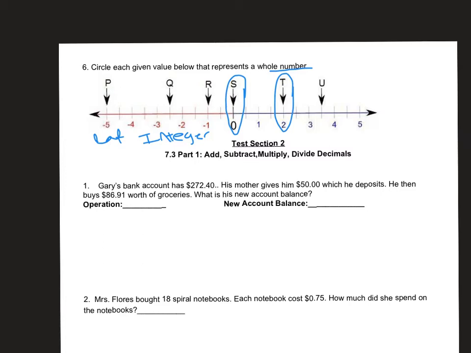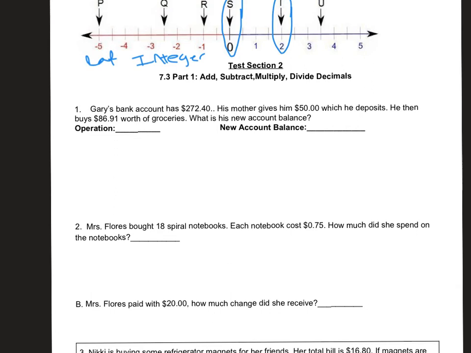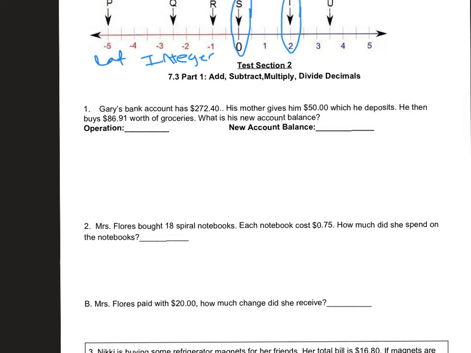All right, on this next section of your exam, you're going to have to add, subtract, multiply, and divide decimals. So remember, we line up, we bring our decimal down according to our video. So Gary's bank account has $272.40. His mom gives him $50 and he makes that deposit. Remember, we talked about that being like a piggy bank. You're saving money. But then he has to buy some groceries that are worth $86.91. So what is his new account balance?